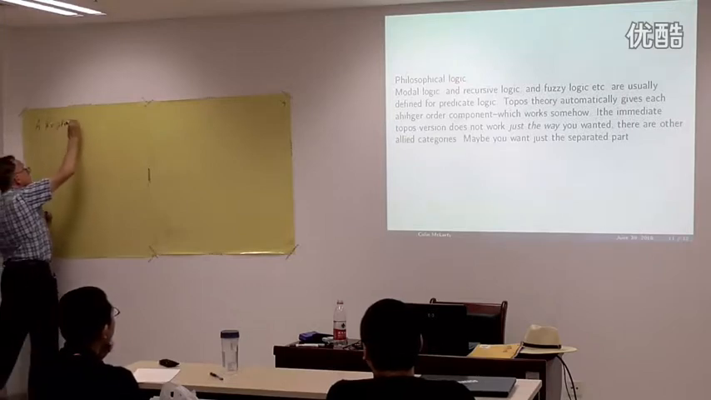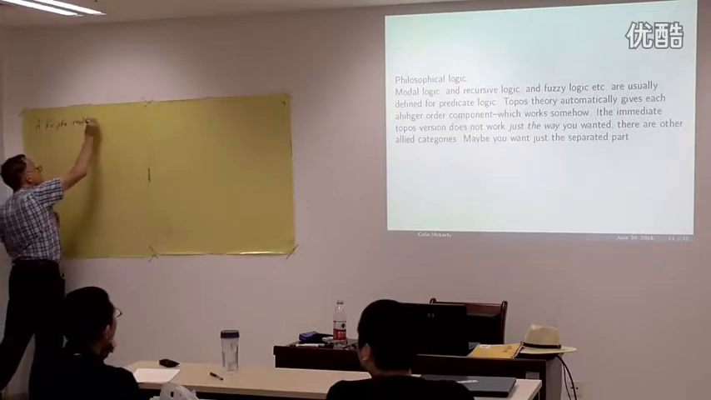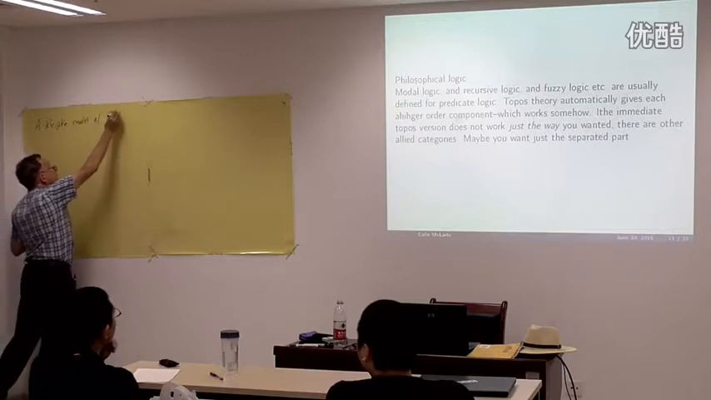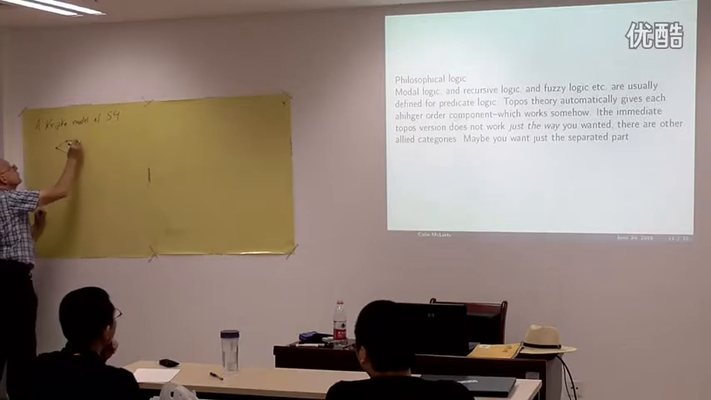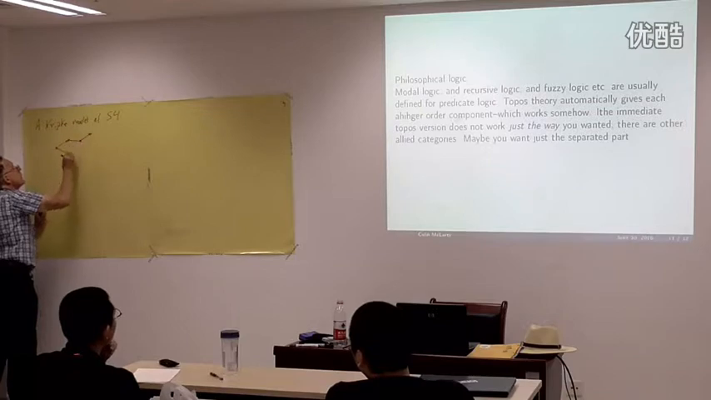A Kripke model of S4 starts with an ordered set of worlds. That's the point of S4, is that these are posets.